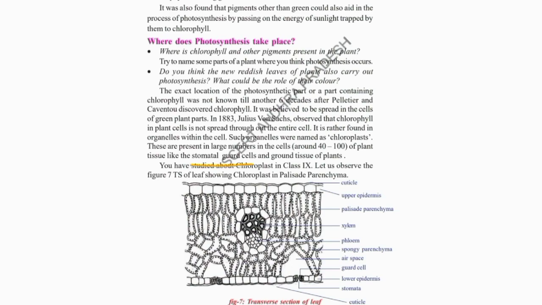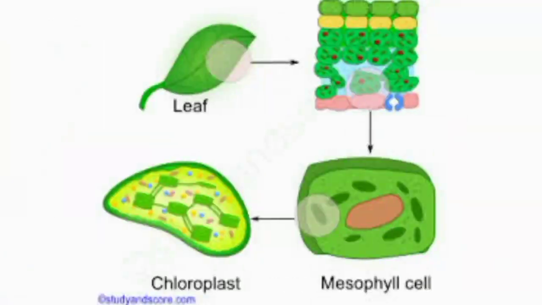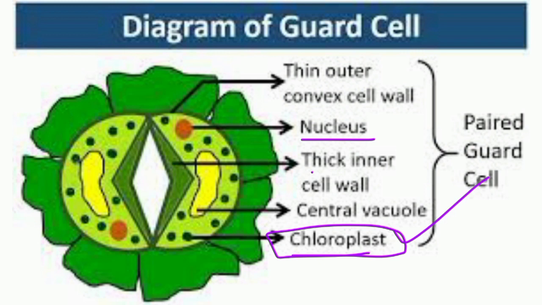So now we have the stomatal guard cells. The stomata are present on the lower surface of the leaf. You can see a diagram of the guard cell. The guard cells are the cells which are present around the stoma. This hole is known as the stoma, and these are the guard cells around the stoma. In the guard cells there are the nucleus and other structures, cell wall, central vacuole, etc. These guard cells also carry chloroplast, so photosynthesis also takes place in the guard cells because they have chloroplast.